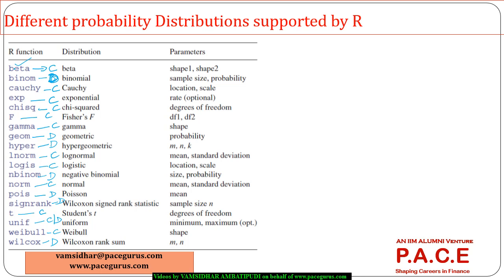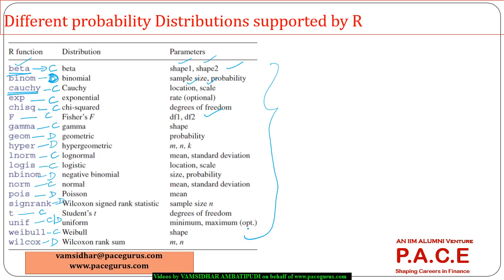If I want to understand the beta distribution, the function is beta. If I want to understand the Cauchy distribution, the function is Cauchy. And these are the parameters that it will take as inputs. When I am talking of the beta distribution, I have to give shape 1 and shape 2 as the inputs. Whereas if I am talking of a Cauchy distribution, I have to give location and scale as the inputs. Similarly, if I am talking of the F distribution, I have to give degrees of freedom 1 and degrees of freedom 2 as the input. So these are the various parameters that each of these distributions will take. It is a quick ready reckoner for you.